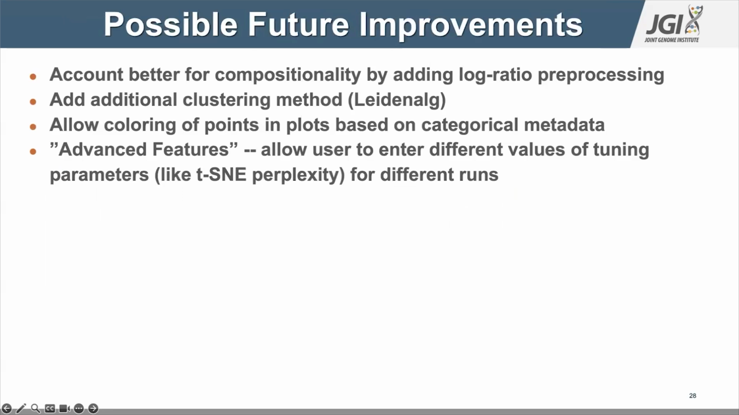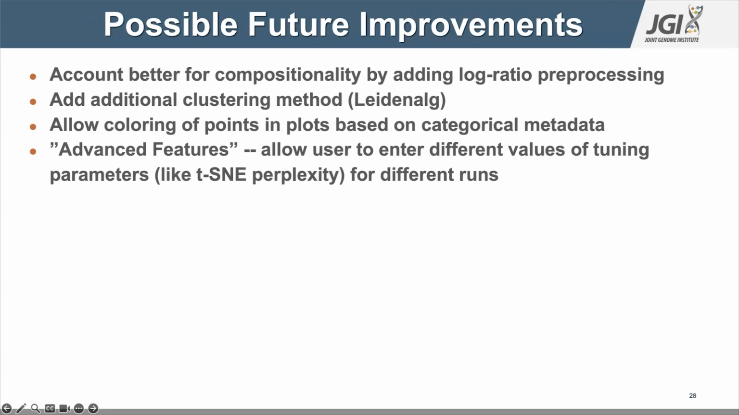So here's a list of potential improvements and new features that we're considering adding to this at some point in the future. First of all, we're planning to make some improvements in dataset clustering and across IMG that would allow the user to choose among various pre-processing steps, like applying some kind of log ratio to account better for the compositionality of the data.